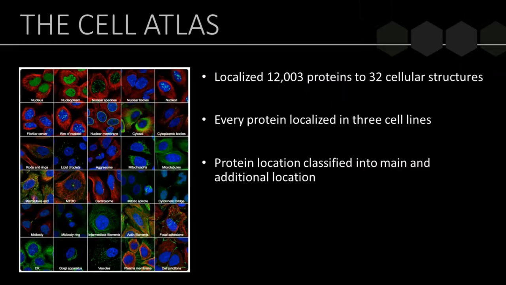So altogether, we are classifying 32 different cellular structures, and we have localized over 12,000 proteins. And every protein is localized in up to 3 cell lines. And if we see that a protein is localized to multiple compartments, we classify the localization into a main and additional compartment.